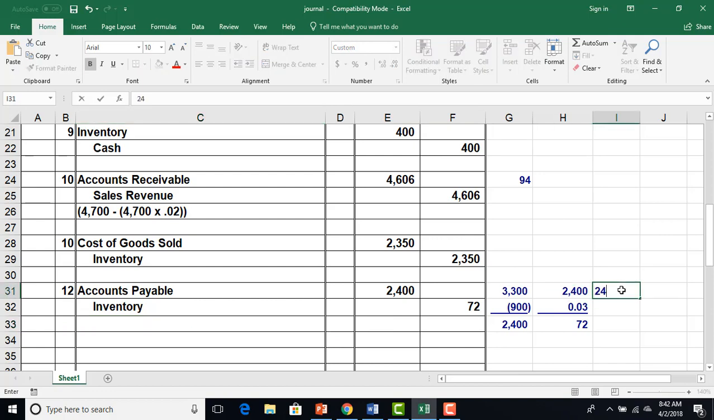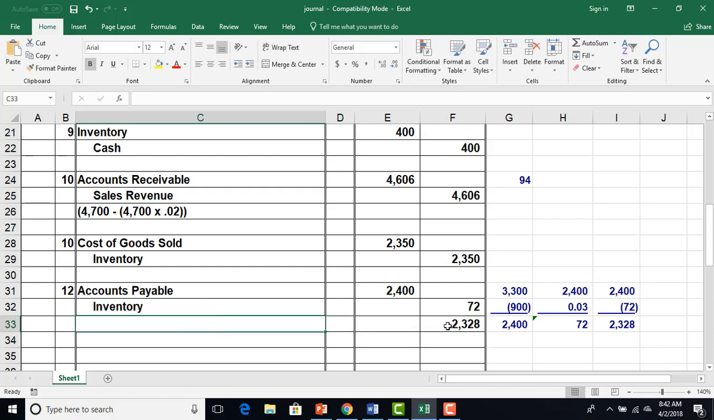Finally, I have to figure out the amount of cash that I'm going to pay. So it's negative 72 here. 2,400 minus 72 is the amount of cash that I'm paying. That tells me that the amount of cash that I'm paying is $2,328. So I will credit cash for $2,328 here on February 12th.